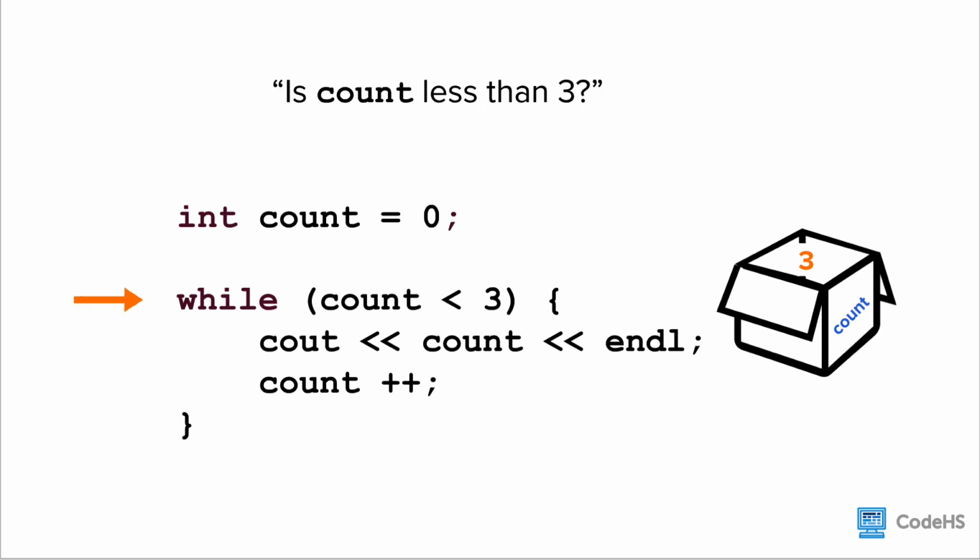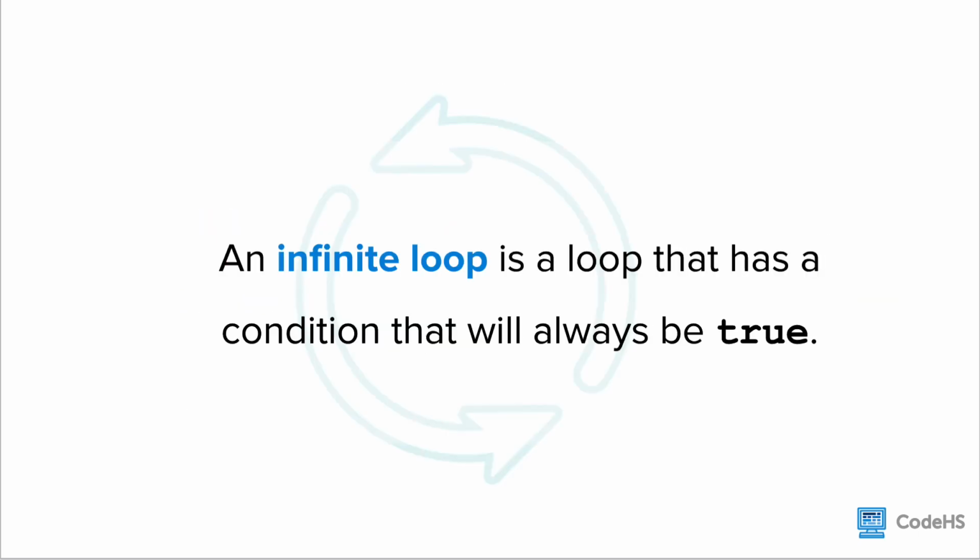Now count is equal to 3, which is no longer less than 3, so the loop is no longer executed, and the program will continue past the loop. One thing to be careful of is creating an infinite loop. An infinite loop is a loop that will always be true and thus continue indefinitely. When this happens, your program often locks up.